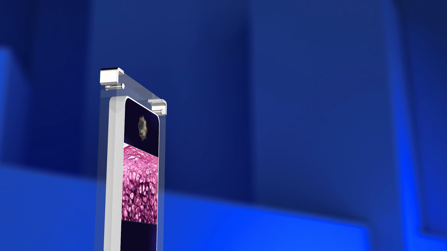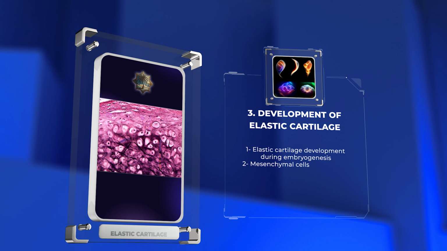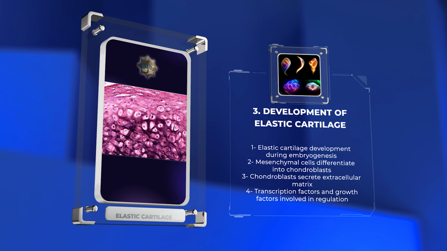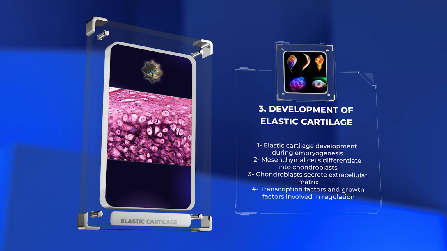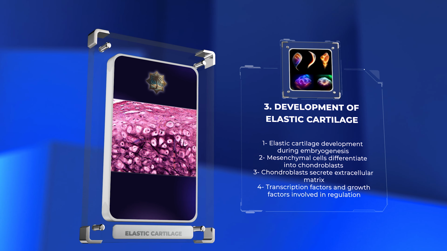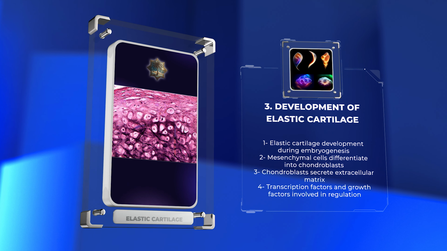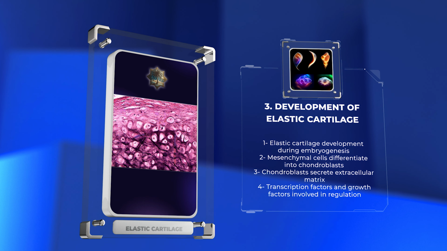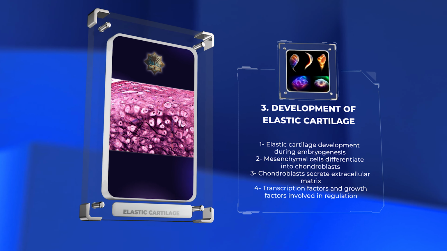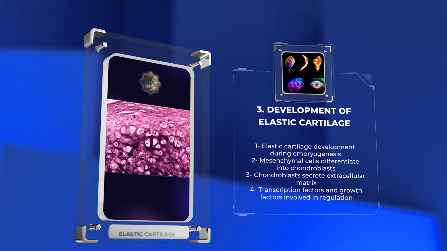The development of elastic cartilage begins during embryogenesis, with the differentiation of mesenchymal cells into chondroblasts. Chondroblasts secrete an extracellular matrix rich in proteoglycans and collagen fibers, which act as a scaffold for cartilage formation. As development progresses, chondroblasts mature into chondrocytes, which maintain the cartilage tissue's integrity throughout life.